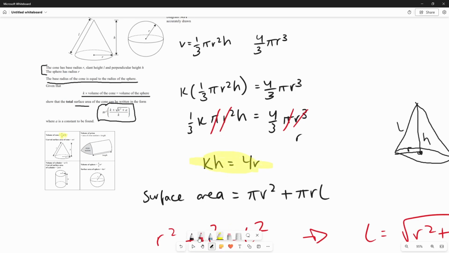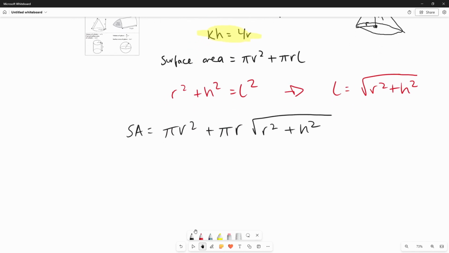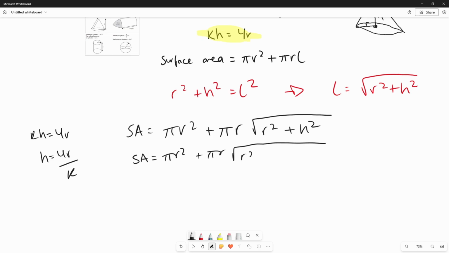We're going to have to use this and write h in terms of r and k and substitute it into our equation for the surface area. So it tells us that k h equals 4r. Then we just divide through by k and we get h equals 4r over k. And now we're going to substitute this into the equation for the surface area, so we're going to substitute 4r over k in place of h.